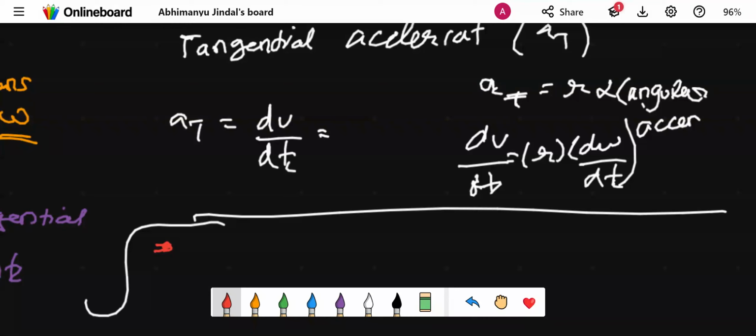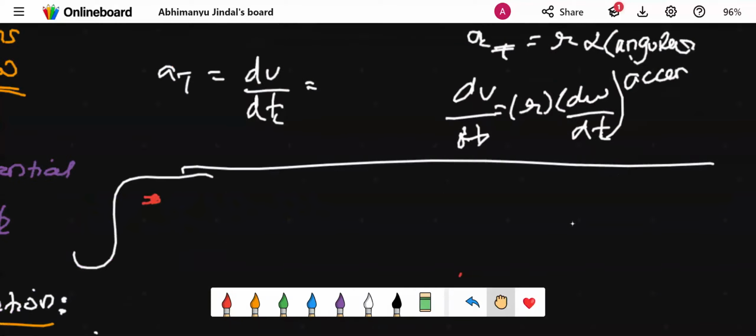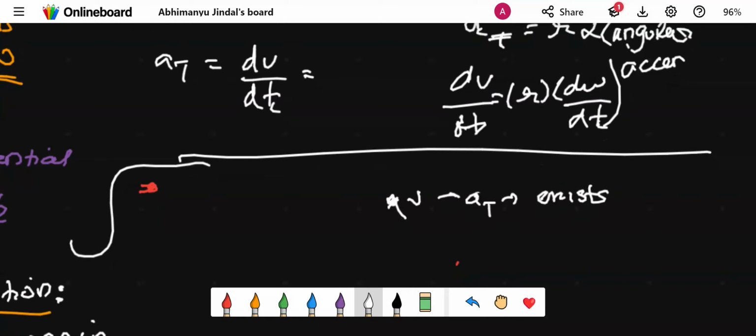If the linear velocity v changes, what does it mean? This means there's a tangential acceleration. If linear velocity changes, tangential acceleration a_t exists, then this means that alpha also exists. So one thing to keep in mind is, if there's tangential acceleration, then there is angular acceleration as well. Okay, just keep this in mind.